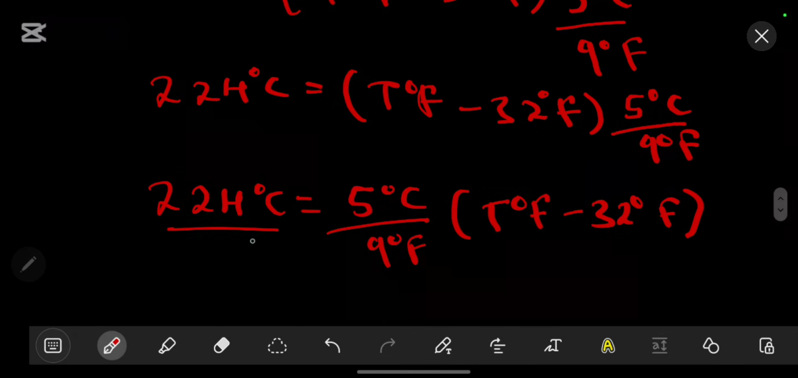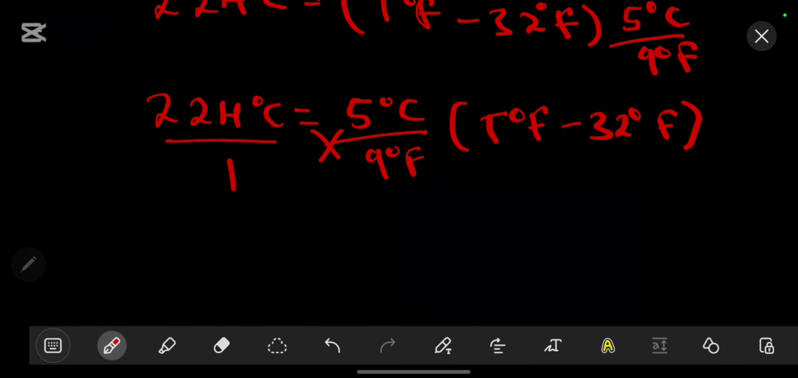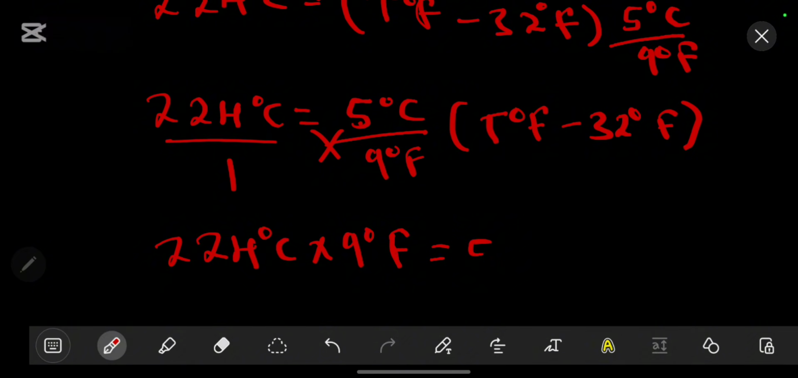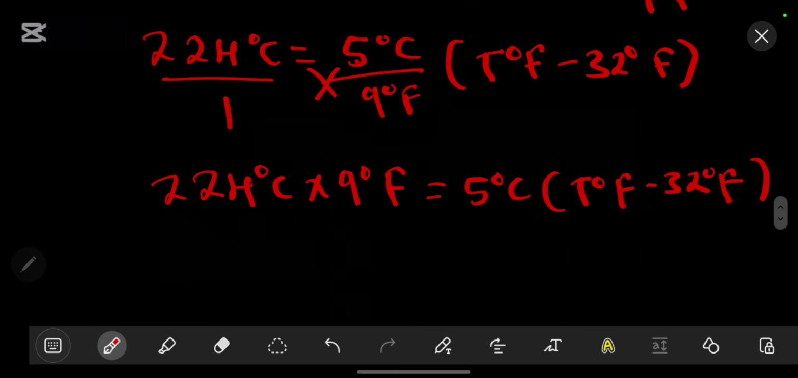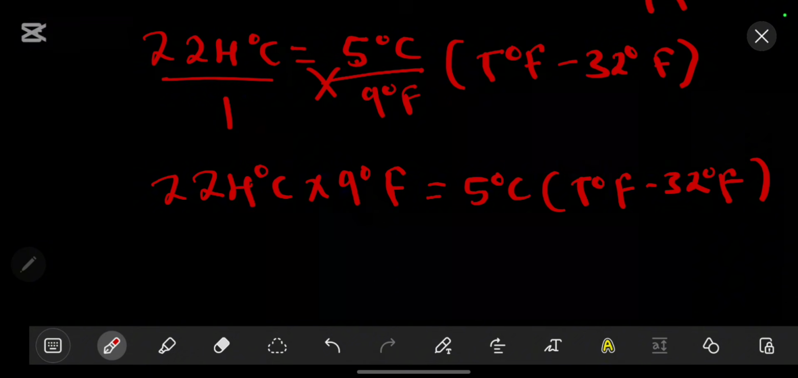From here, we are going to cross multiply. When we cross multiply, we are going to have 224 degrees Celsius times our 9 degrees Fahrenheit should be equal to 5 degrees Celsius times our temperature in degrees Fahrenheit minus our 32 degrees Fahrenheit. So when we cross multiply, we are going to have 224 times 9.